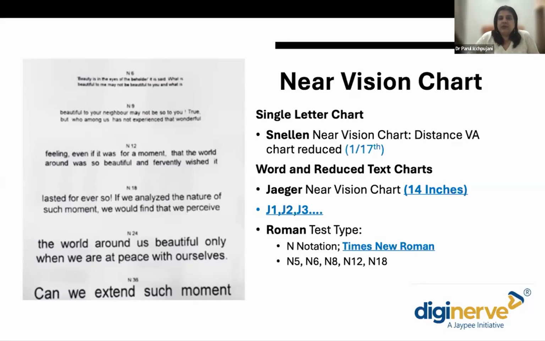It uses Times New Roman, and you have to read out these paragraphs. If you are able to read out the smallest alphabet, then the perfect near vision is called as N6. Otherwise, it just goes on increasing. So our target is to add a lens correction, which makes us read N6.